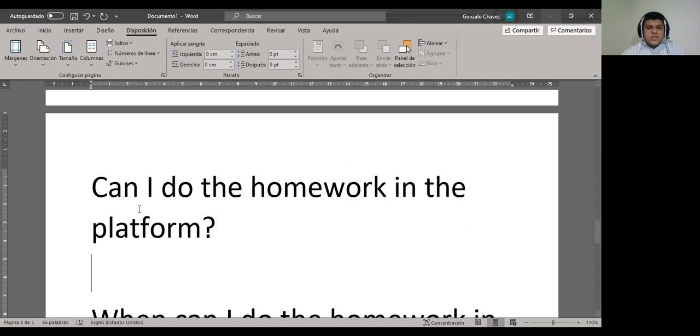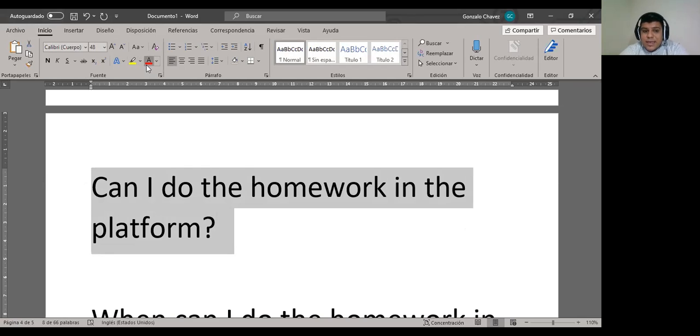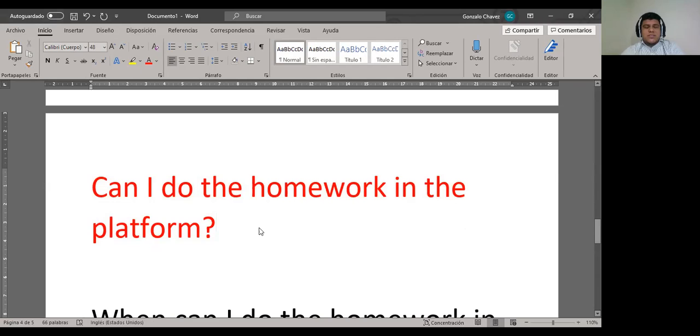Right? This should be the first question. Because at first, when we don't have any background information, the first thing you need to ask is if something is possible. Probably you have the workbook and you are used to doing the homework on paper. But first you say, hey, can I do the homework in the platform? You are asking if it is something possible.